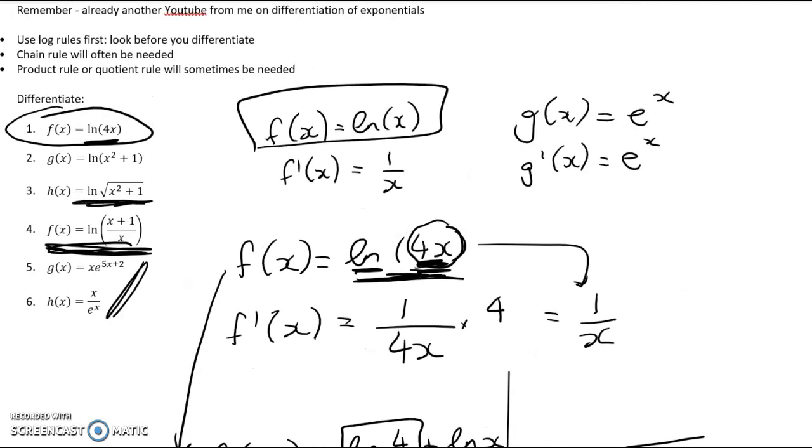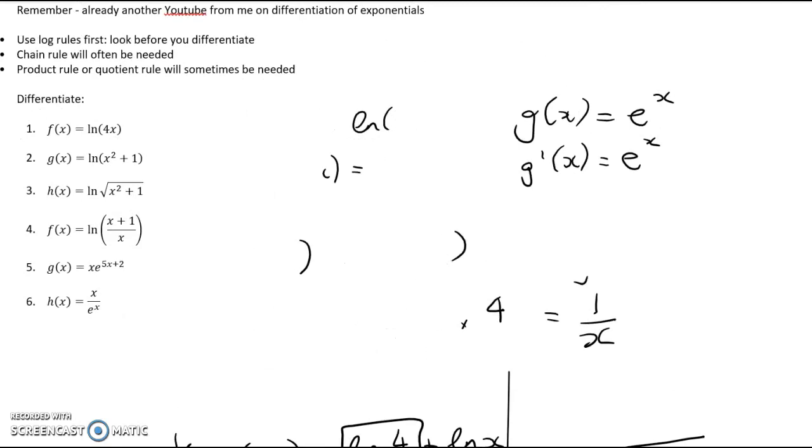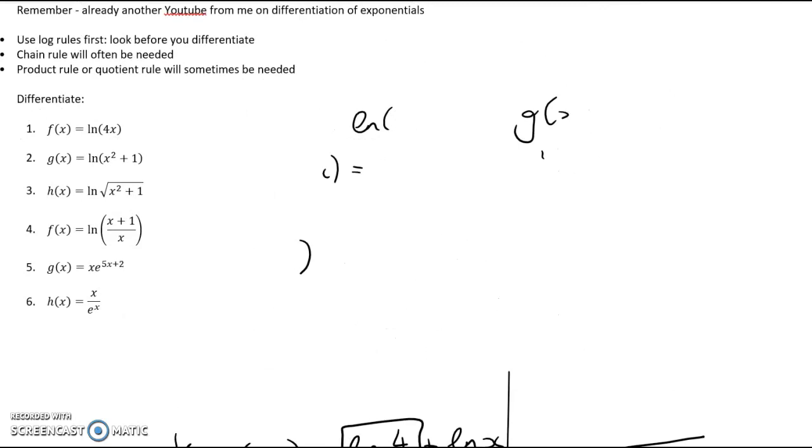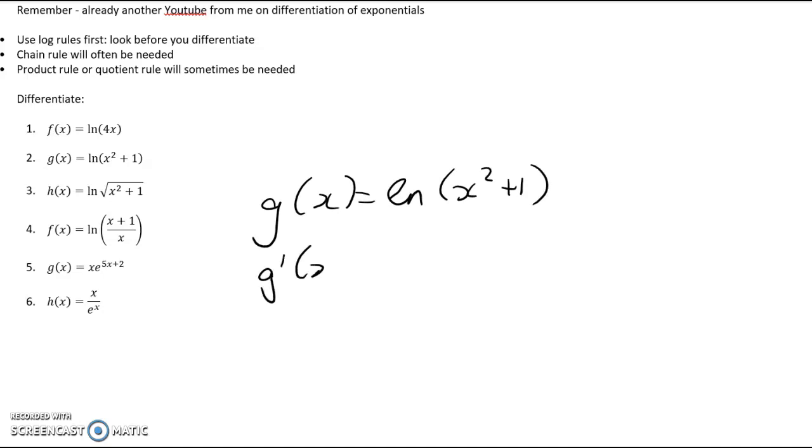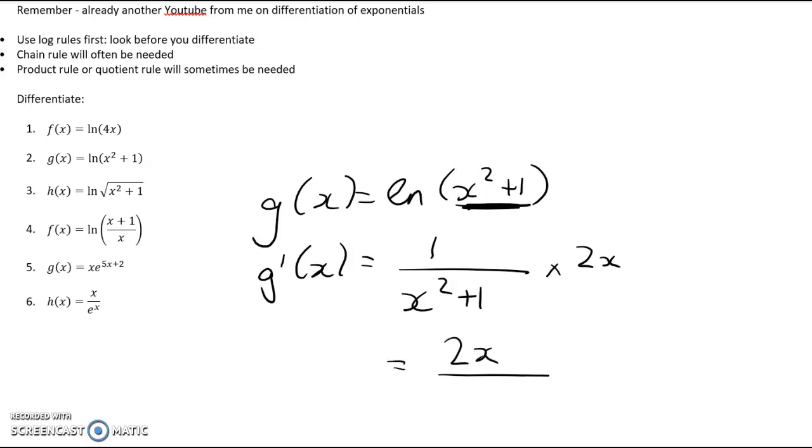Okay, question 2 is one where I can't really do any simplifying. I just have to do the chain rule straight away. And question 3 is one where simplifying is going to make life much, much better. Okay, so question 2 first, and then its close relative, question 3. So g of x is equal to the natural log of x squared plus 1. G dash of x will equal 1 over x squared plus 1 times the derivative of the inside function, which is just 2x. So that gives me 2x over x squared plus 1.